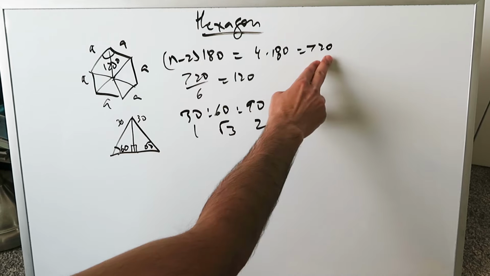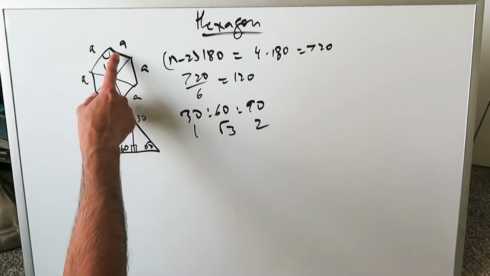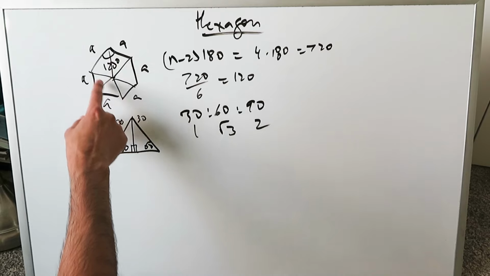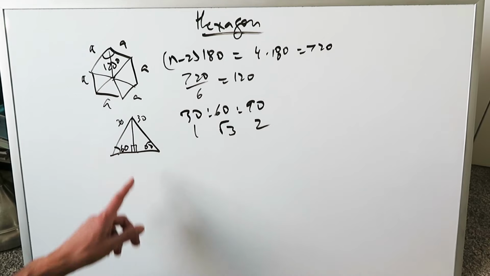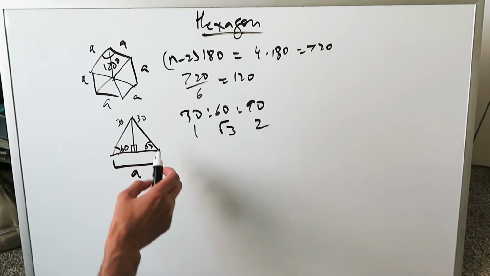Minus 2 times 180. You have a total internal angles of 720. Divide that by 6. Each of these internal angles is 120. And you have 6 triangles you can draw in a hexagon. And this represents a single triangle, as you see over here. And you can see the breakdown of the angles.